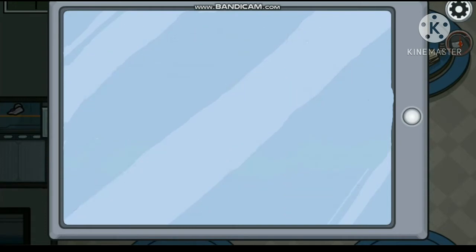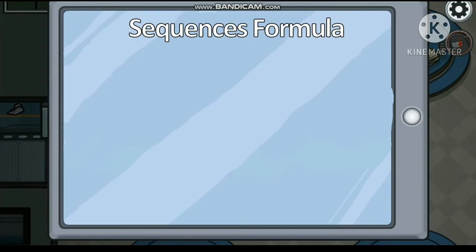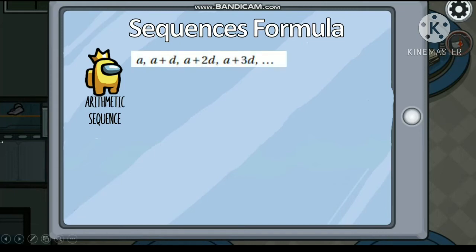Okay, let's move to the sequence formula. For the first, I will explain arithmetic sequence. This is the form of arithmetic sequence: a, a plus d, a plus 2d, a plus 3d, and so on. The formula is an equals a plus n minus 1 multiplied by d.